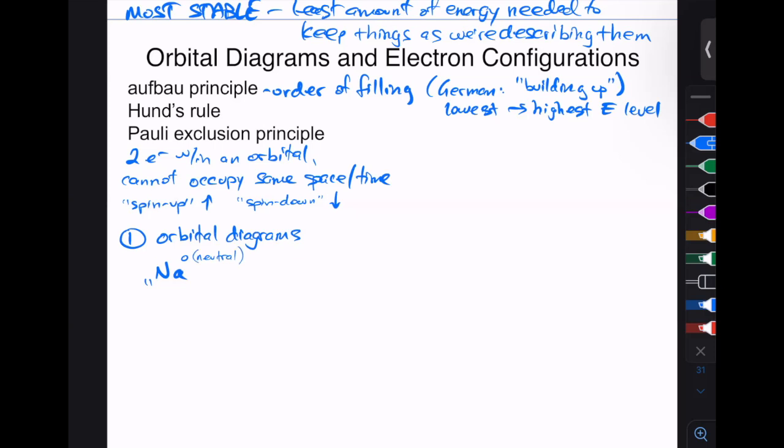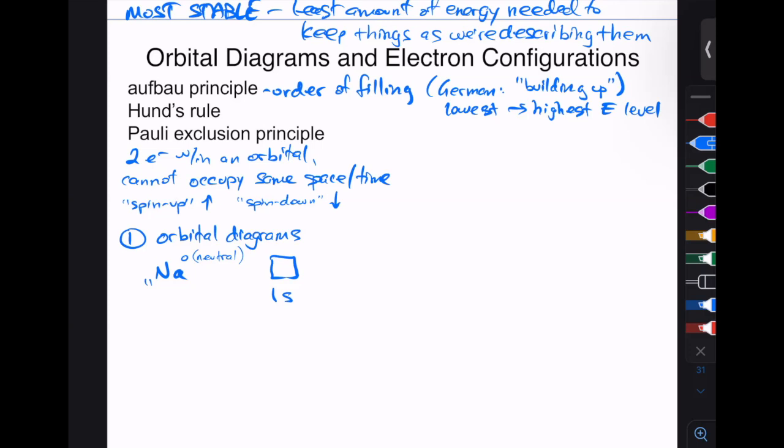And so let's describe where those 11 electrons are positioned within the sodium atom using this orbital diagram scheme. In the orbital diagrams, we're going to use boxes for the orbitals. So we'll have one box here. This will be for the orbital at the s sublevel at n equals 1.